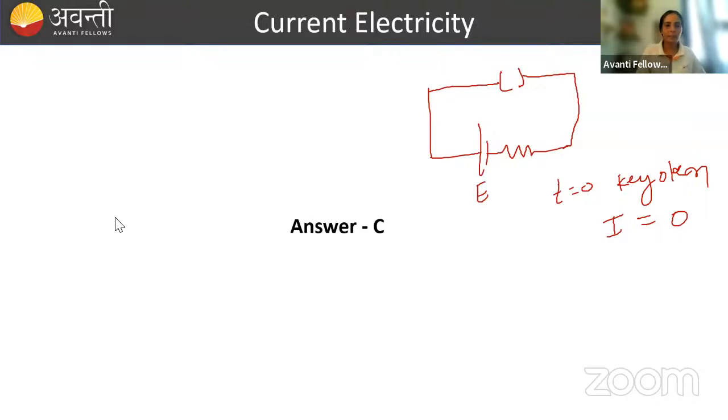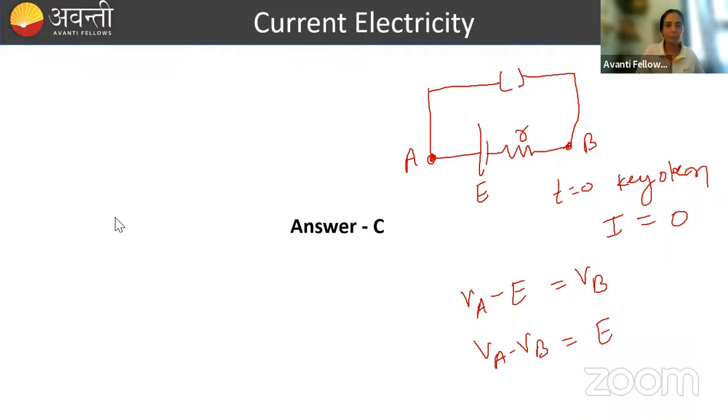Suppose EMF is E, internal resistance is R. If there is no current, you all know how to write Kirchhoff's law, right? Say this is point A and this is point B. Write Kirchhoff's law while moving from A to B. First I get the battery. We are going from positive to negative, so minus E. There is no current, so no potential drop across the resistor, equal to VB. I have reached B. So VA minus VB is what?